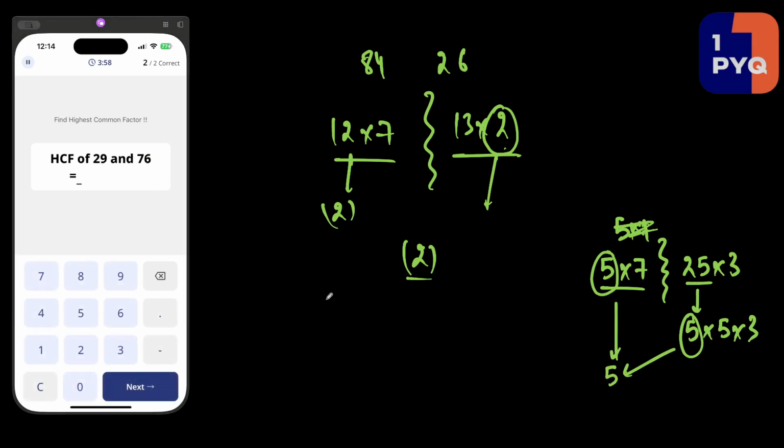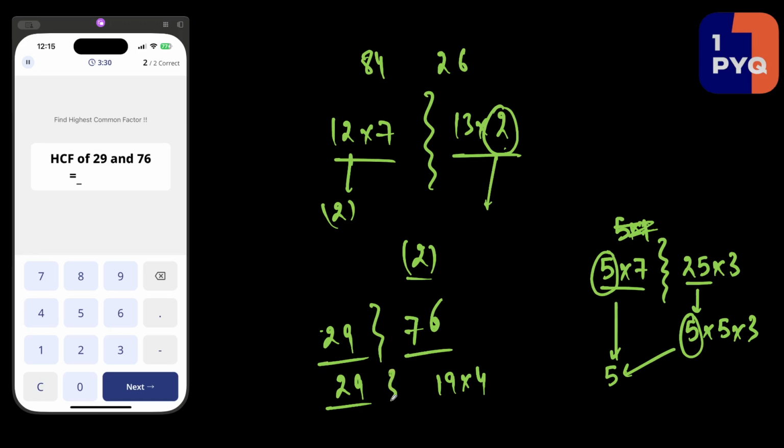Similarly 29 and 76. 29 3s are 76? Is that true or not? Let me quickly check it. No, that's not true because that's going to be 87. So 76 doesn't come anywhere in the table of 29. Although 19 fours are 76, and 29 is a prime number. So when one of them is definitely a prime number and the other one doesn't seem to be a multiple of the first one, in that case the HCF is going to be 1.